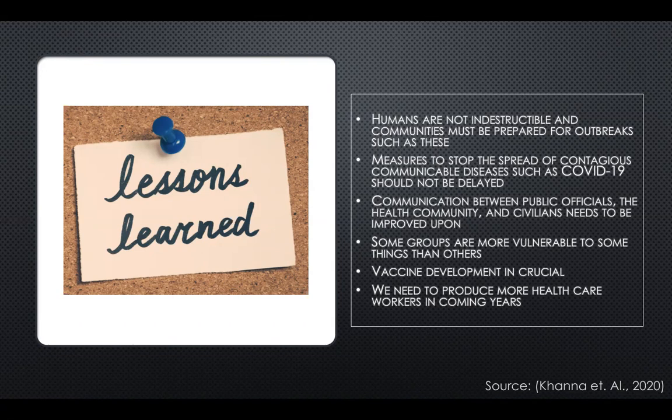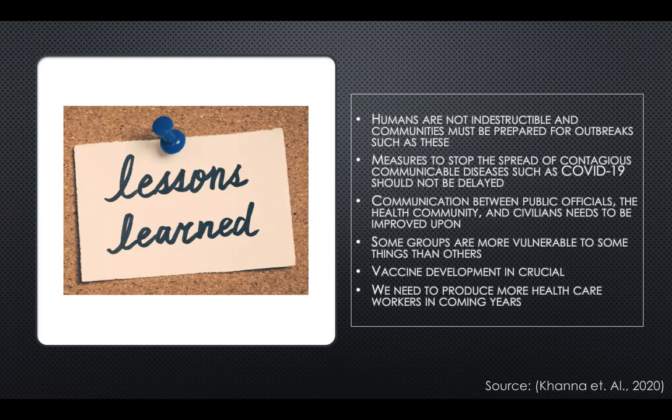Another thing we need to do is realize that some groups are more vulnerable to some things than others. This is a big takeaway. We see with coronavirus that the elderly are especially vulnerable, the immunocompromised, and even those that have previous respiratory diseases such as COPD, and smokers in general, are all more vulnerable to this coronavirus. We need to take from this as well that some people are just going to be more vulnerable to certain things than others.